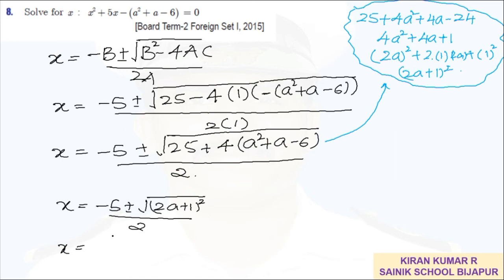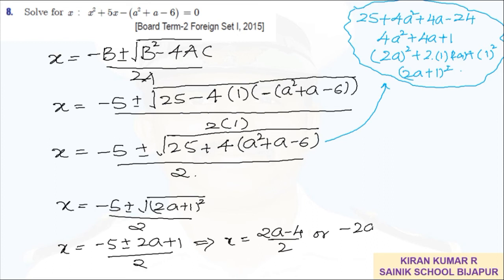Therefore, the value of x is minus 5 plus or minus 2a plus 1 upon 2. Therefore, the x value becomes 2a minus 4 by 2 or minus 2a minus 6 divided by 2. So x value is a minus 2 or minus of a plus 3. These are the roots.